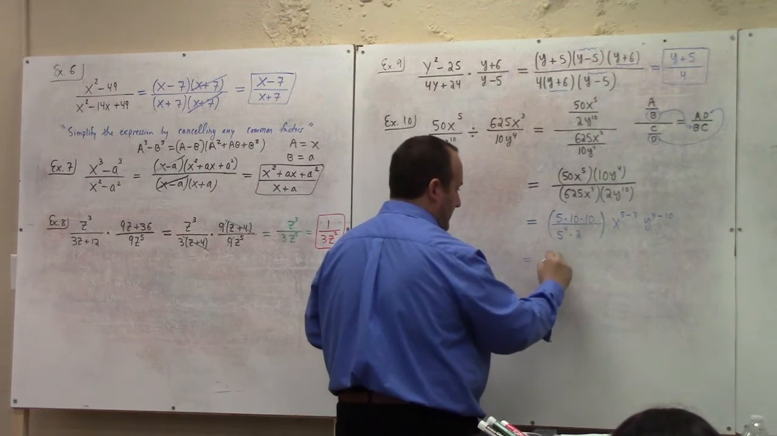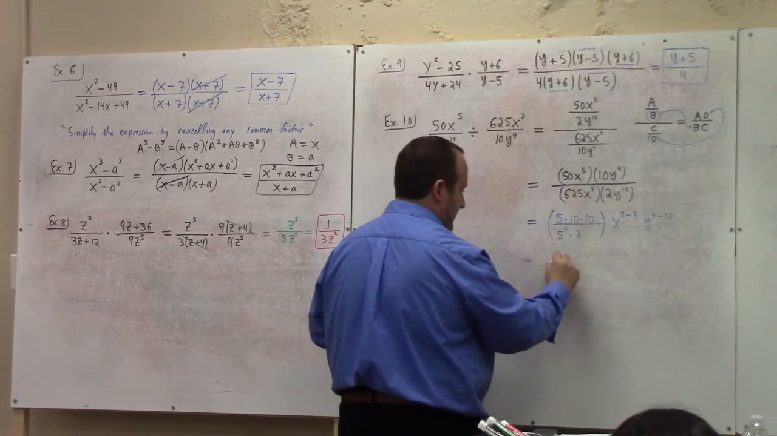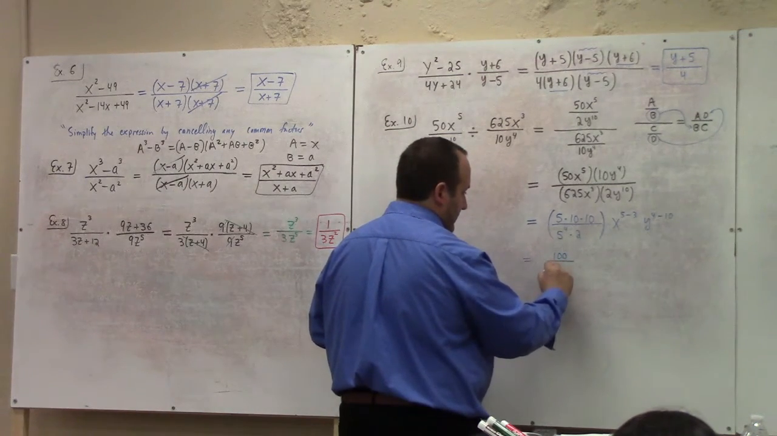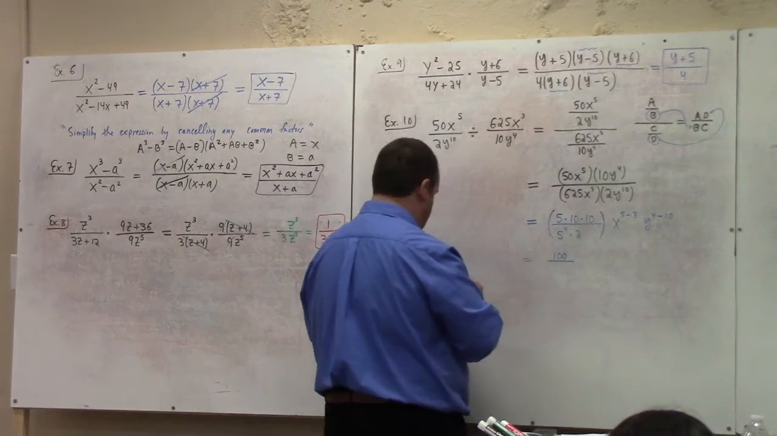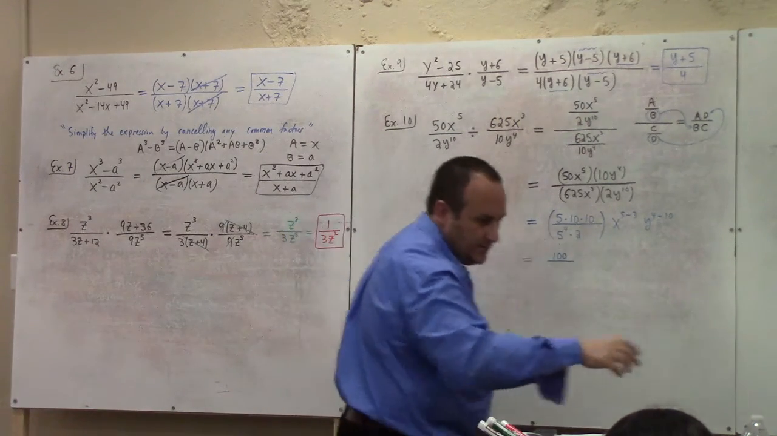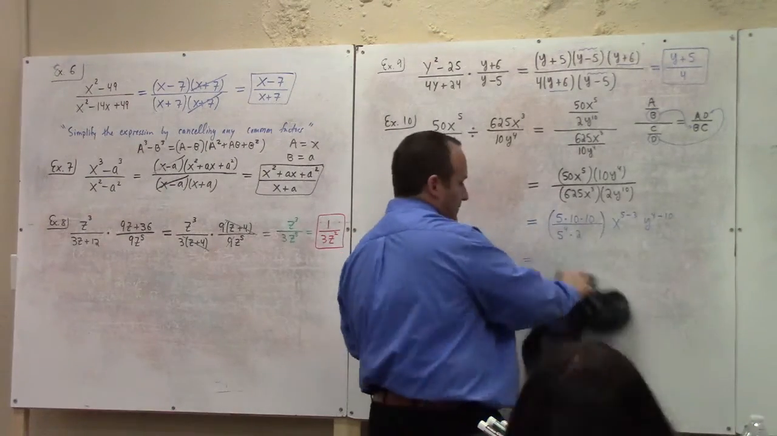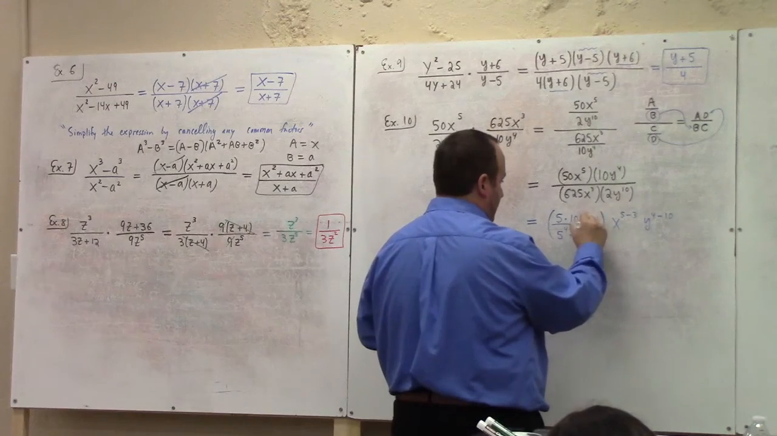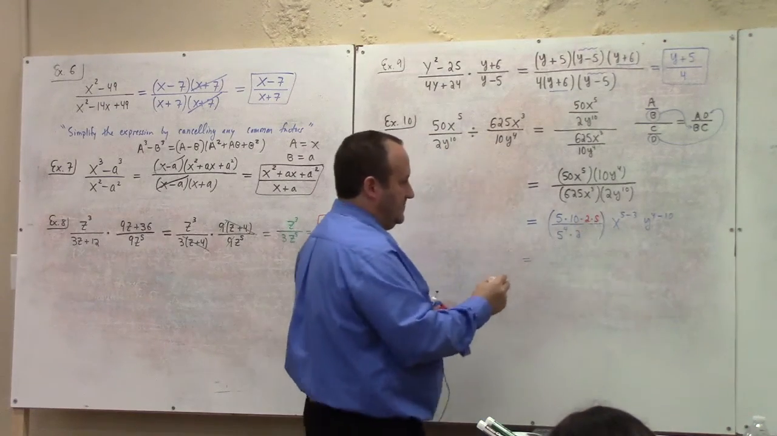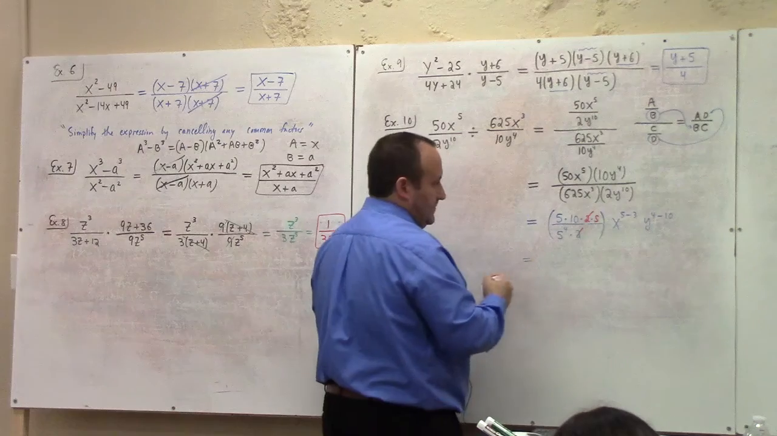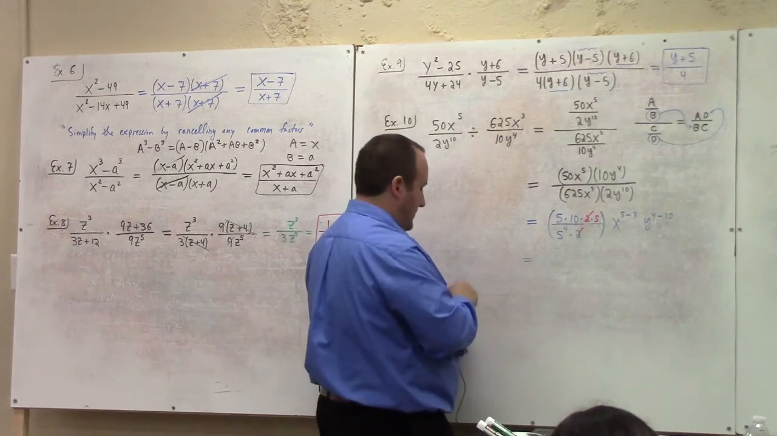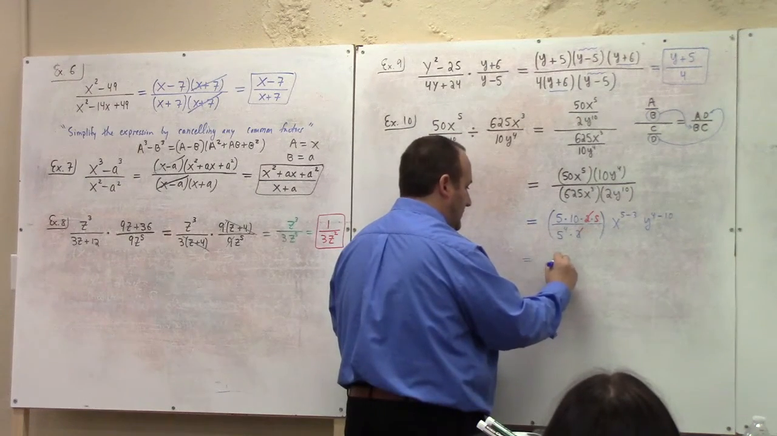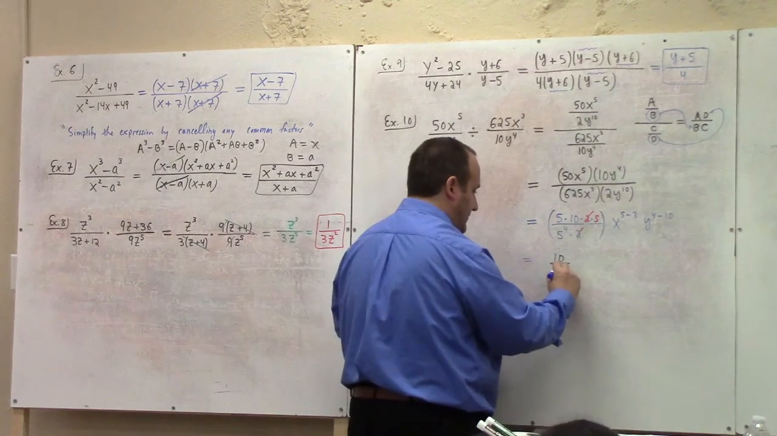I've got 100 divided by... oh, good grief. If you'll allow me to do so much writing, I want to switch out one of these 10s for 2 times 5 so I can just cancel these 2s. And so that gives me a 10 over 5 squared.